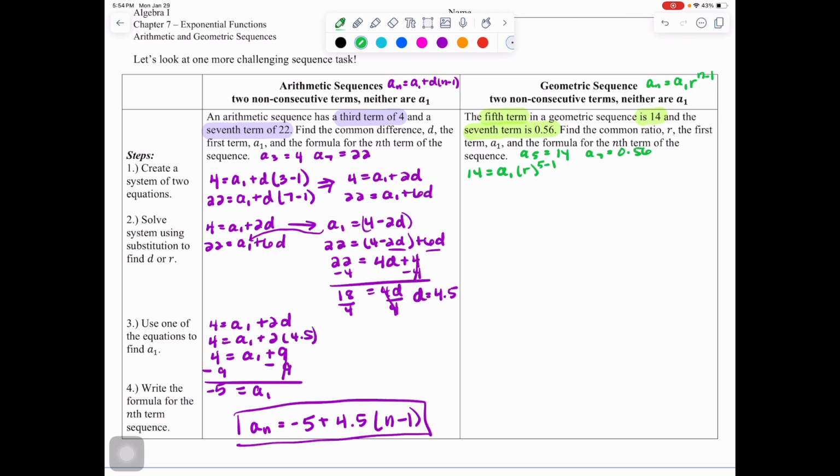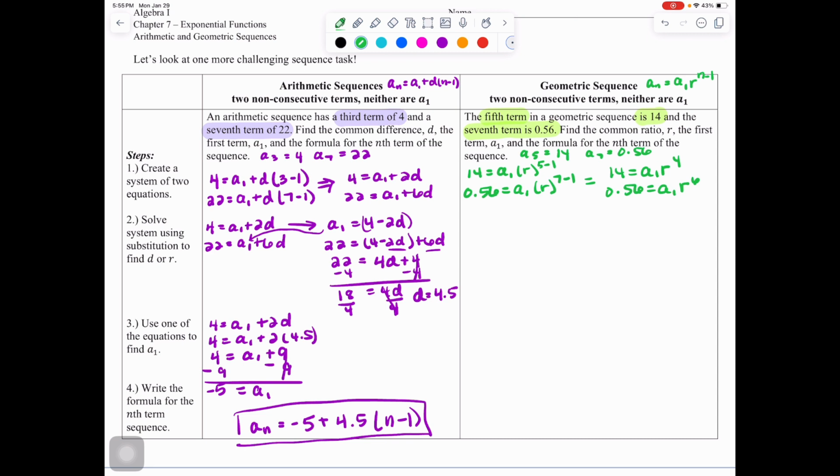Then I'll do the same thing for the seventh term. 0.56 equals a sub 1 times the common ratio. We don't know either of those things. But instead of writing n minus 1, I'll write 7 minus 1 because we're using the seventh term. So simplifying that, I would get 14 equals a sub 1 times r to the fourth. And 0.56 equals a sub 1 times r to the sixth.